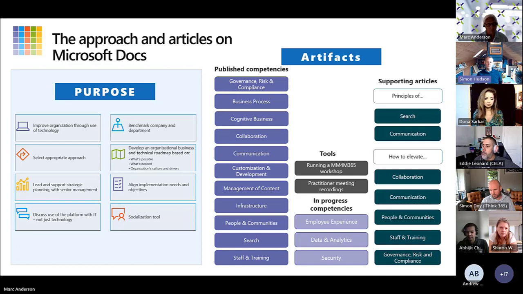So that's the competencies. We then have a number of supporting articles and tools. Not as comprehensive, arguably, but some pragmatic advice in the How to Elevate document set. So this is the way you can achieve this set of things in collaboration, for example, by doing these things in your organization and with the technologies that Microsoft make available. And then there are some quite useful tools for how you would run a Microsoft maturity model workshop, for example. So that's the document set. Let's grab the next slide.